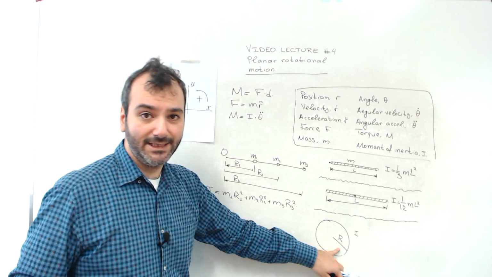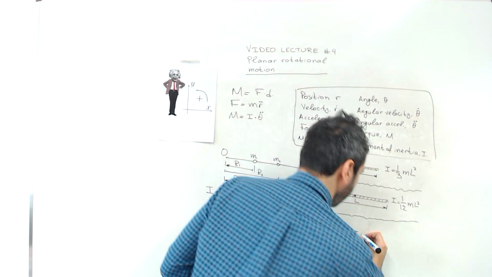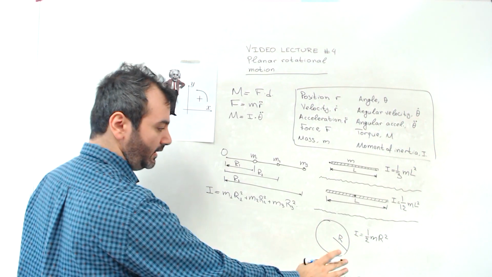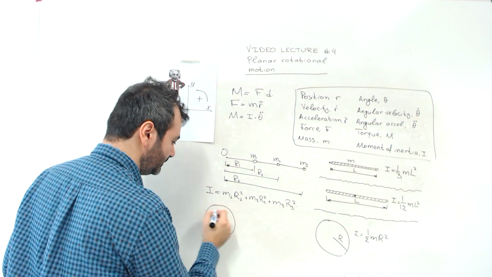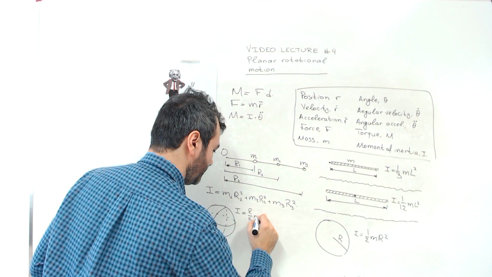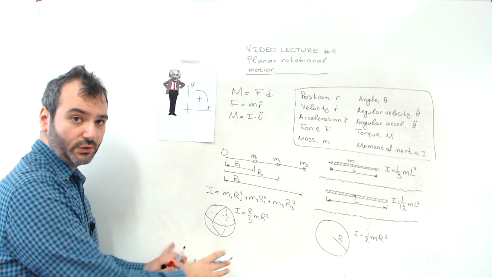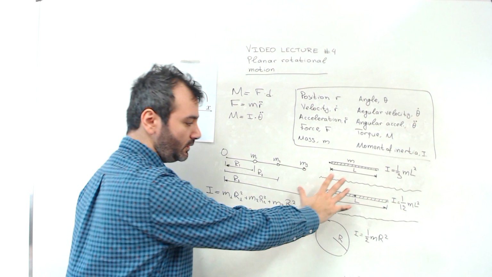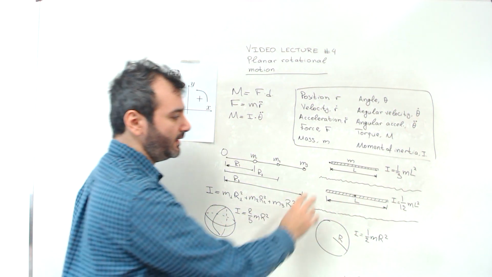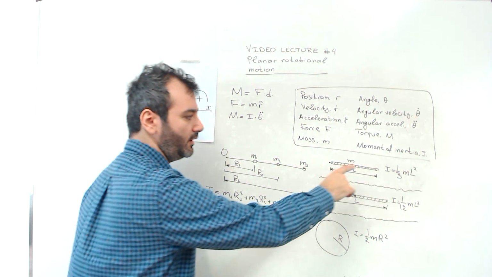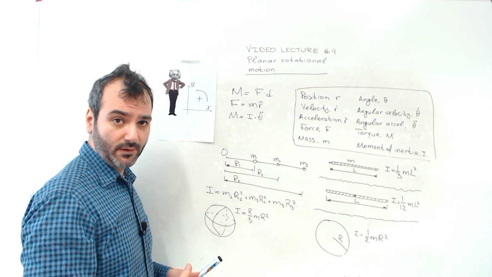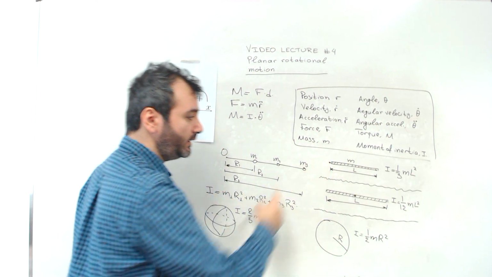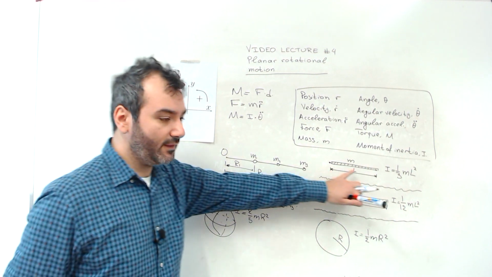Then if you have a solid disk, then the moment of inertia I is 1/2 mr squared. And if you have a solid ball, then the moment of inertia is 2/5 mr squared. But these are just examples which you don't need to memorize or learn by heart. It is just to demonstrate that the moment of inertia depends on the mass and the size and shape of an object. And it is very important with respect to what point we take the moment of inertia.